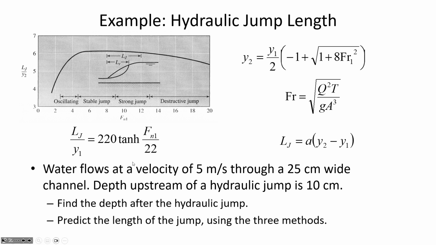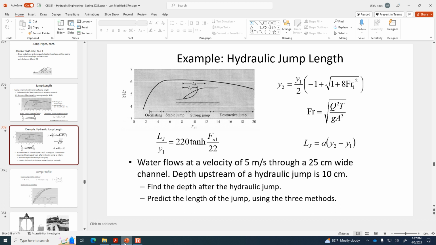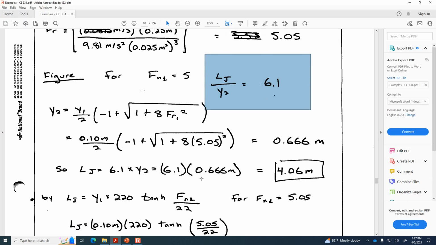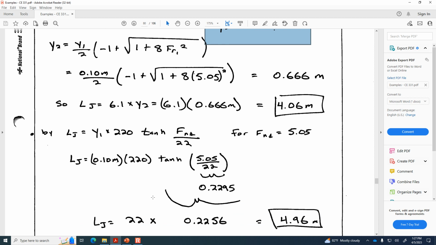Now we've got two other equations just to examine the situation from a couple of different viewpoints. The Hager equation says that the ratio of the jump length to the upstream depth is 220 times tanh of the Froude number upstream divided by 22. I don't know how many of your calculators have a tanh function, but what I get is that the jump length according to this method would be 4.96 meters.